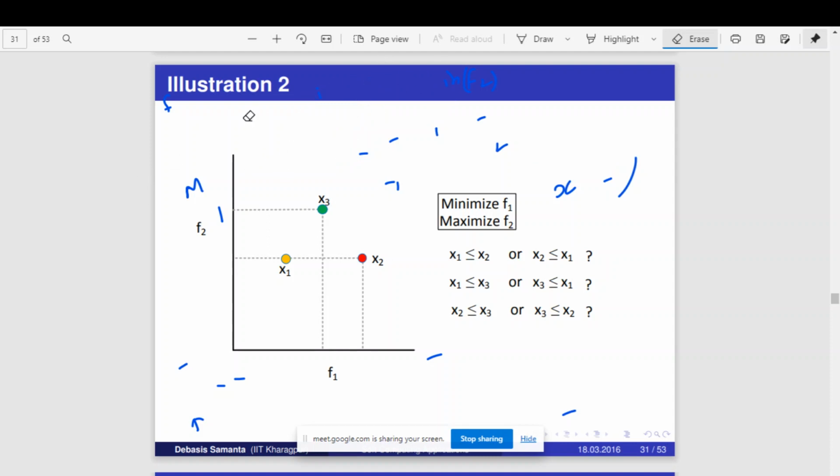Just to give a generic answer, I'm not asking out of these three. The solution should be more towards where? Towards left and towards top, right? Okay. Now the question is, consider only these two solutions, x3 and x2. Ignore this. Consider only these two. Can you say that x3 is dominating x2?